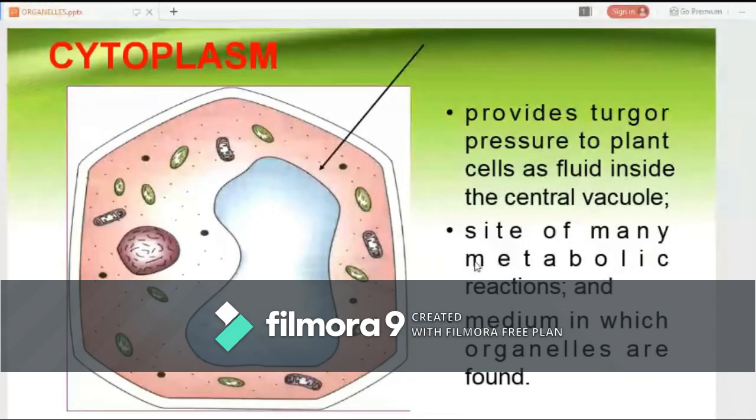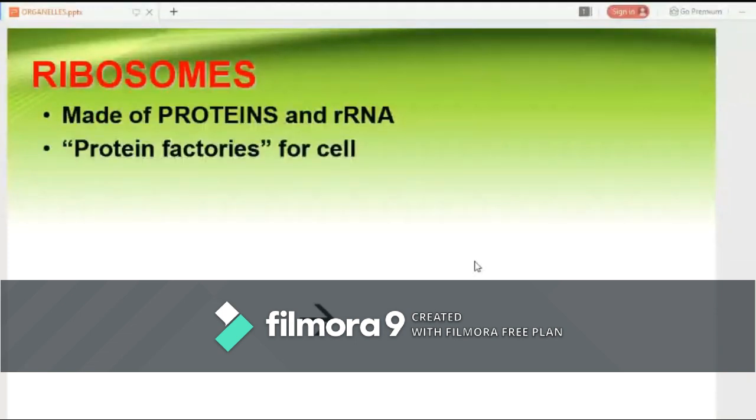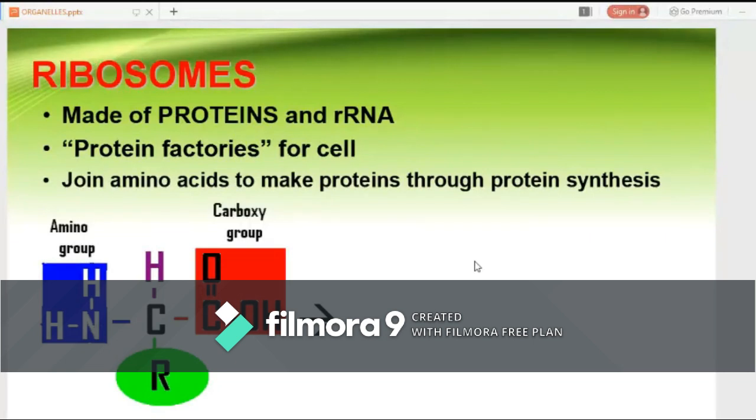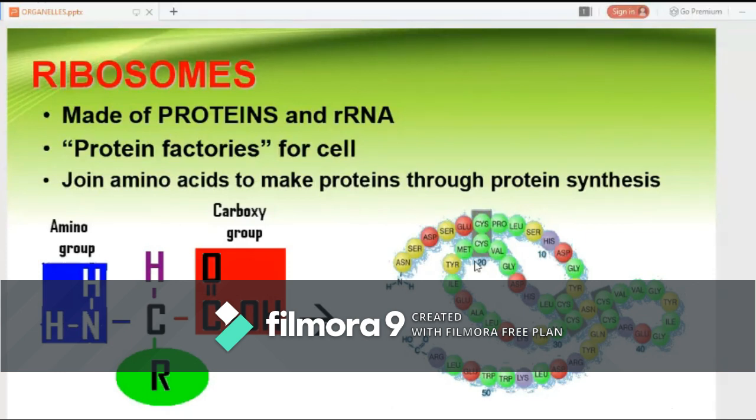And then we have the ribosomes, or the protein factories of the cell, where proteins are synthesized by joining amino acids from the coded messages from the DNA as template. Such a message is carried by the messenger RNA from the nucleus to the ribosomes in the cytoplasm in the process of protein synthesis.